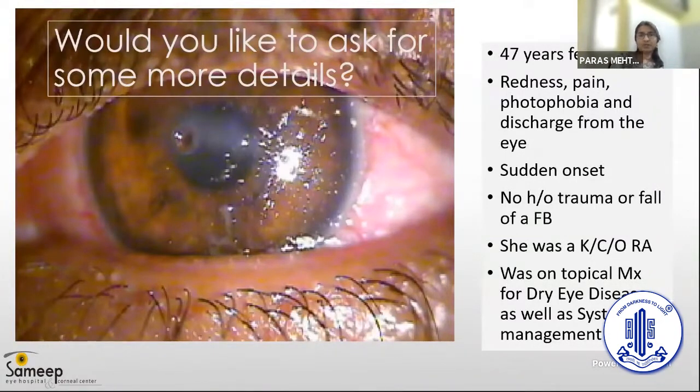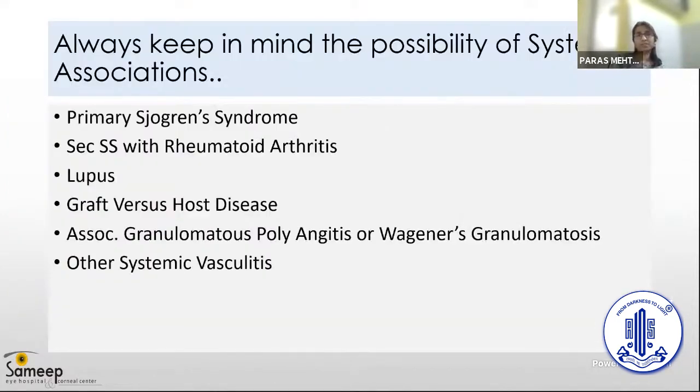Yes. She was already a known case of rheumatoid arthritis, was on topical management for dry eye disease, as well as on systemic management for RA. So patients who have systemic disease associated with dry eye can have exacerbations intermittently, even though they are already on management like this. Next, please. So it is important to keep in mind the possibility of systemic associations like primary Sjogren's, secondary to rheumatoid arthritis, lupus, GVH, or there could be a GPA or other systemic vasculitis.